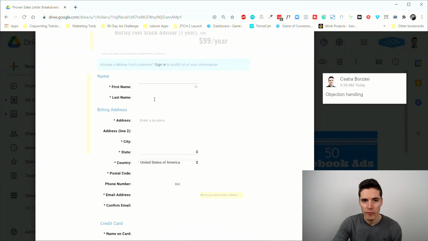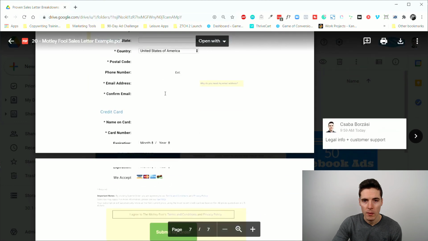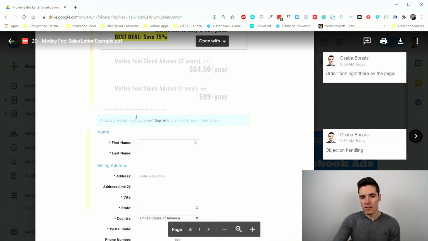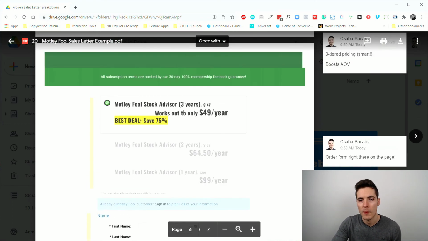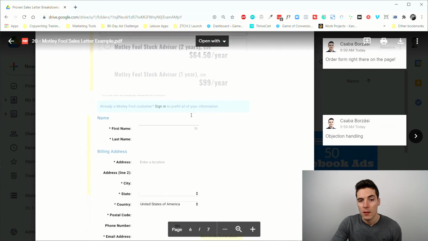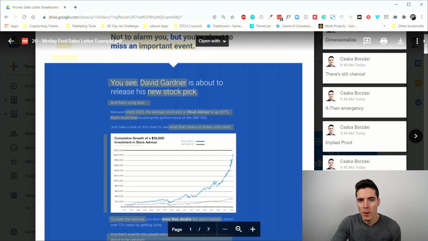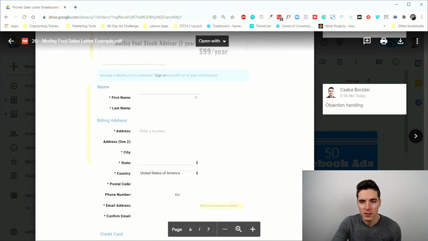And then we have the order from right here on the page. It's non-friction at all. You can immediately put in your name and details, and that's it. It's kind of like an impulse purchase at this point. It's not high priced at all, and I think probably the writers know this. They know that they're a warm audience, so there's no reason to spend 50 pages convincing them of the same thing.